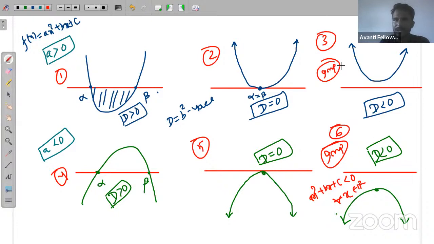Okay. Similarly, if someone asks you when a quadratic function is always positive, in that case, what should be your answer? Like D should be less than 0 and a is what? Ax square plus bx plus c is strictly greater than 0 for all x belongs to R. So these are the only possibilities for a quadratic equation to look like.